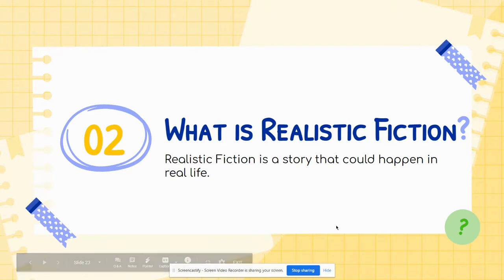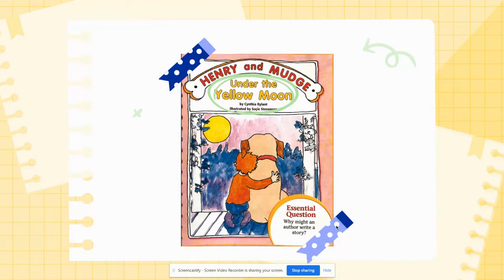Now, what is realistic fiction? Realistic fiction is a story that could happen in real life. So, if you're reading a story and you're like, wait a second, the characters here and what's happening in this story, this could actually happen. That's called realistic fiction, and that's the kind of story that we are going to read.